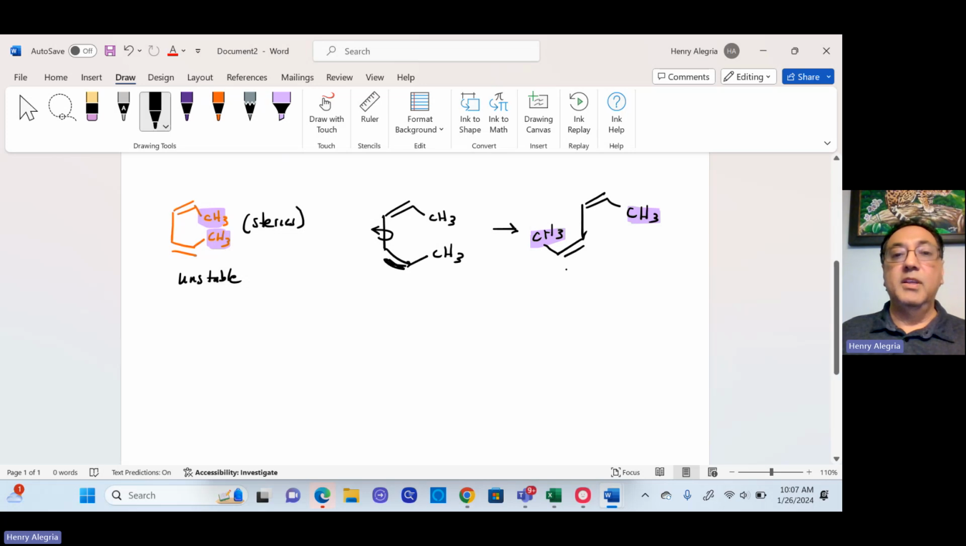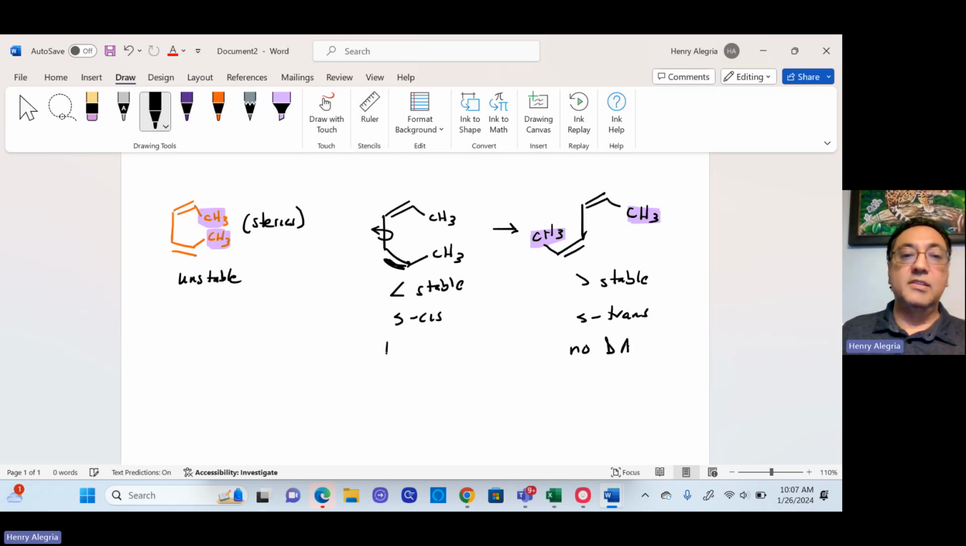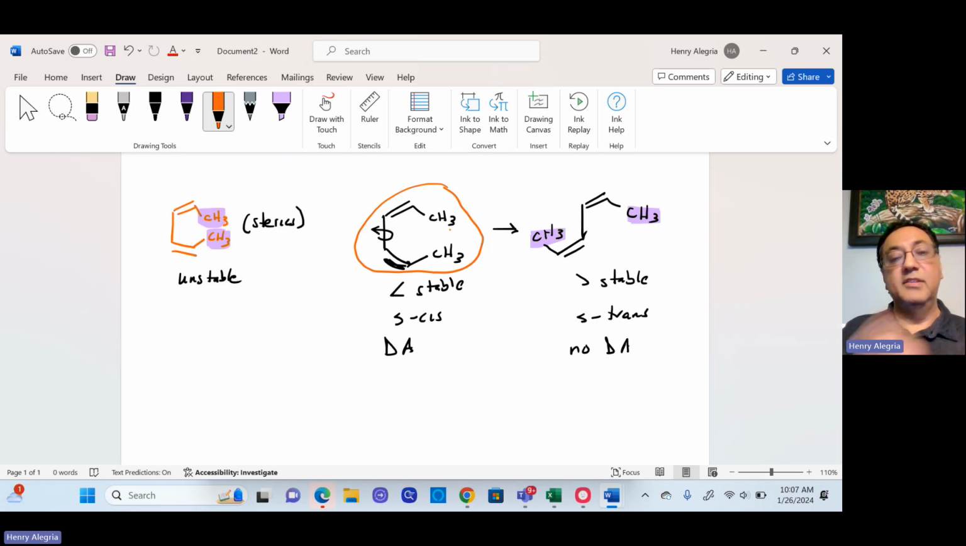So here, this is less stable when it's in the S-cis conformation, and this is more stable when it is in your S-trans. But in the S-trans, there is no Diels-Alder. This is the conformation required for a Diels-Alder. So you see, this wouldn't be a particularly good diene because of the fact that the more stable version of it is the S-trans.